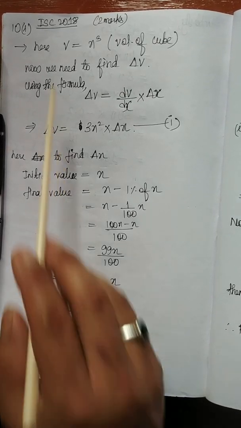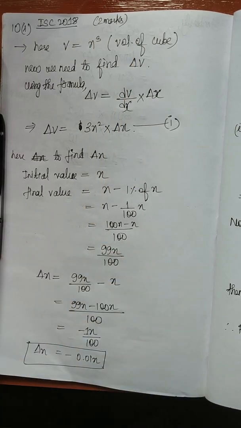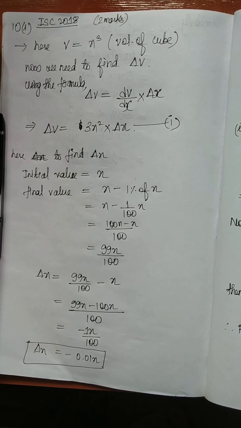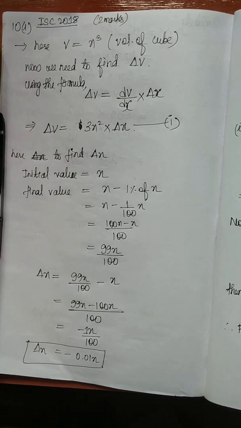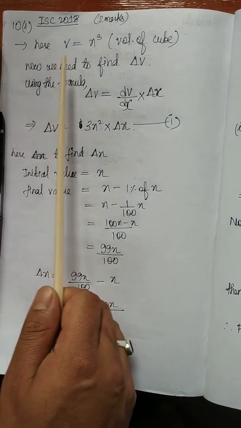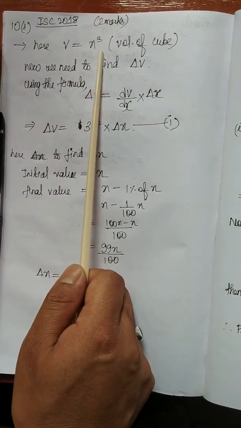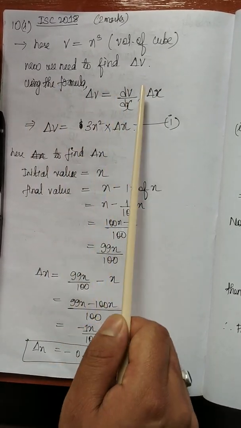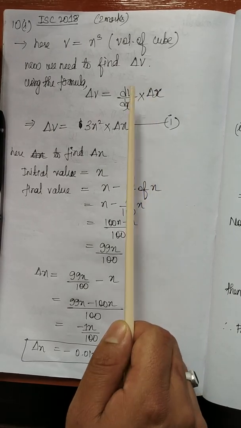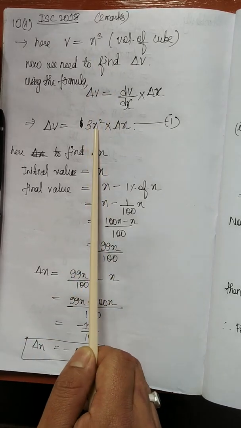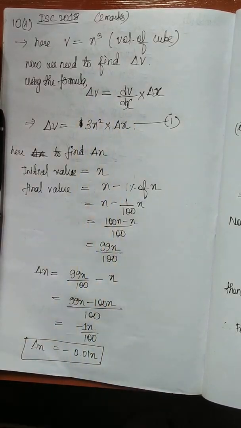In question number 10, it is the ISC 2018 question, 2 marks. Read the question. Find the approximate change in the volume of a cube of side x meter caused by decreasing the side by 1%. So we need to find delta V. The volume of a cube is x cube, that is side cube. We find delta V using the formula delta V equals dV by dx into delta x. Now dV by dx is found by differentiating with respect to x, that is 3x square into delta x. Now we need to find the value for delta x.